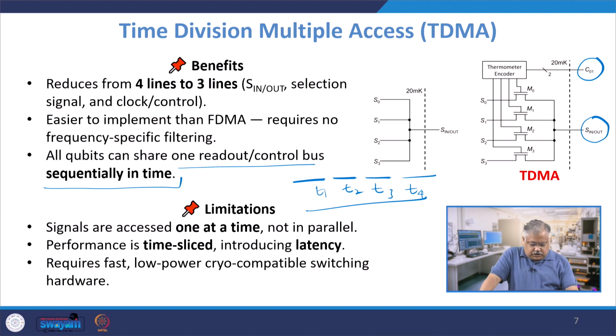This requires fast and low power cryogenic switching hardware. So please keep in mind that the access which you are doing might be very efficient, but the hardware which you are using, which is highly switching, can actually give you a large amount of dynamic power, and therefore your thermal budgets might even fail even if you have a good time access or time division multiple access system available with you.